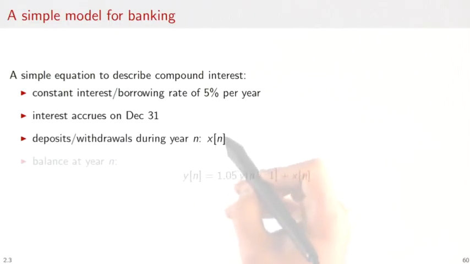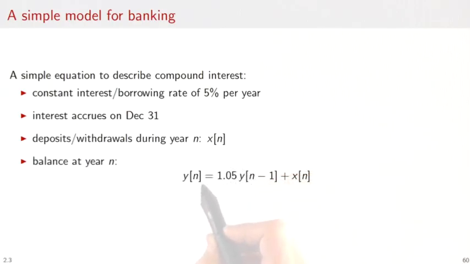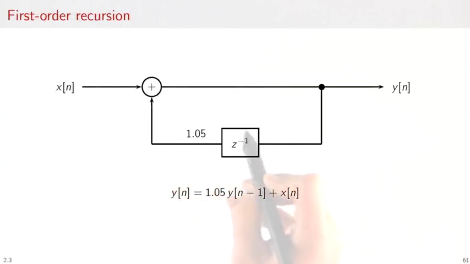So call x[n] the input, adding or subtracting from the bank account on January 1 of year n. Call y[n] the content of your account on December 31st of year n. Then it is not hard to see that y[n] is equal to 1.05 y[n-1], that is the 5% either borrowing rate or interest rate on the content of your bank account the previous year, plus x[n], which is what you put in at the 1st of January of the year. This recursive equation can be depicted in a block diagram as shown now.